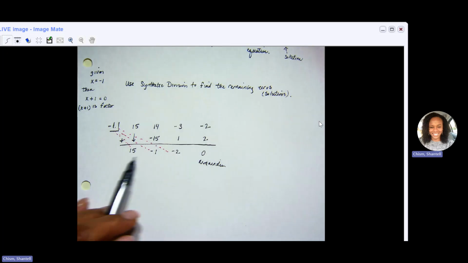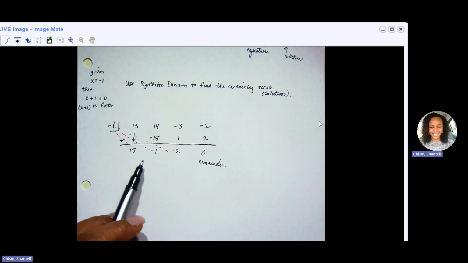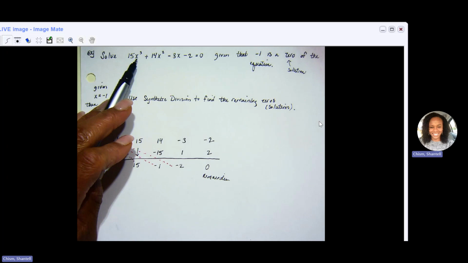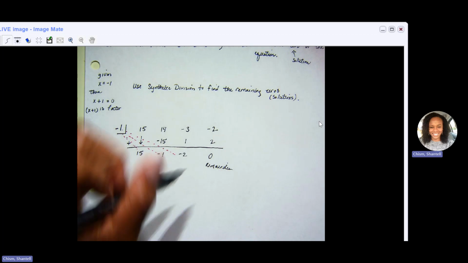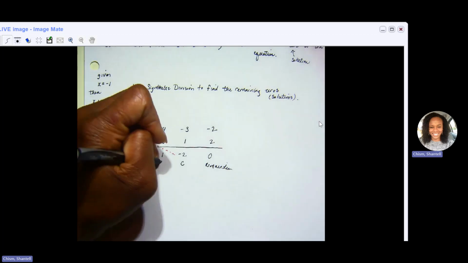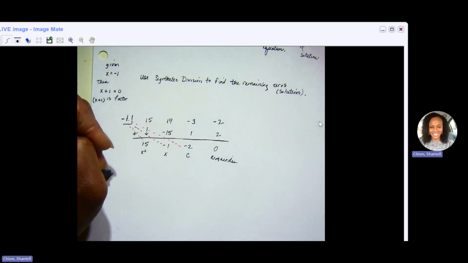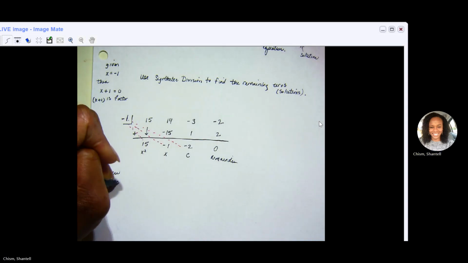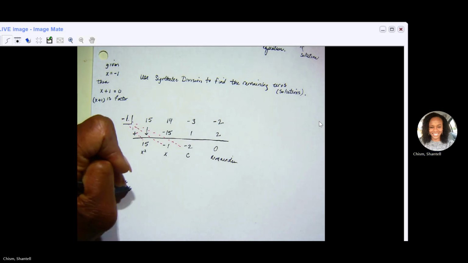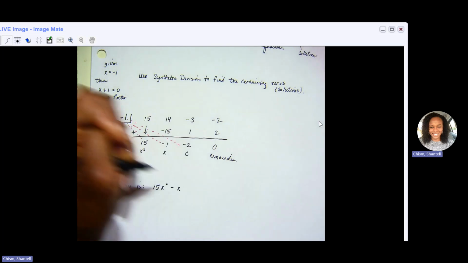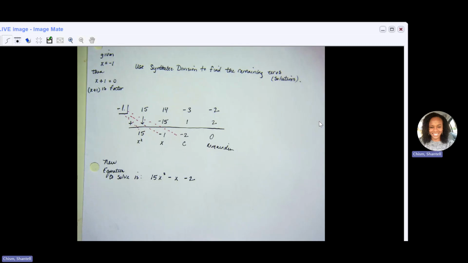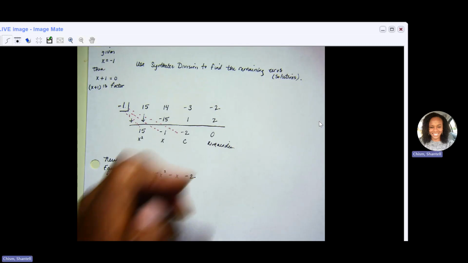So now I take this new polynomial that I'm creating from synthetic division, and I'm going to try to solve it. Remember, your highest power started out x cubed. That means this is now x squared, or you can think about it in reverse: the remainder, the constant term, the x term, the x squared. So our new equation to solve is 15x squared minus 1x minus 2. That's what we want to solve now, equals 0.